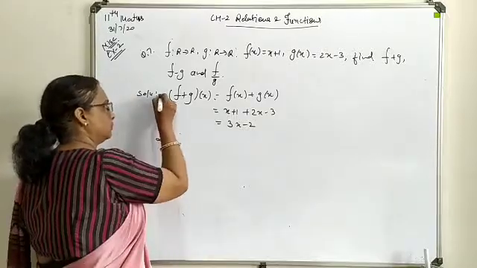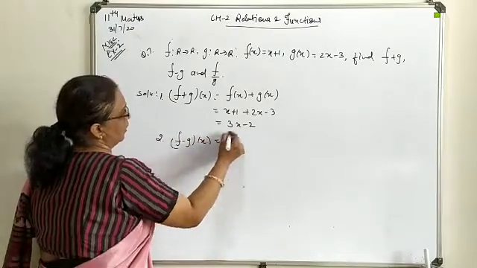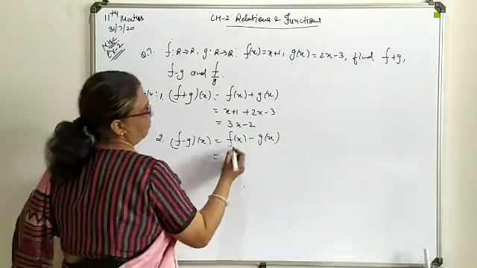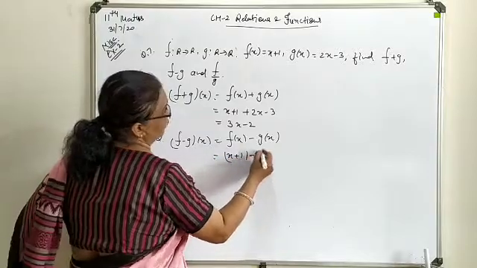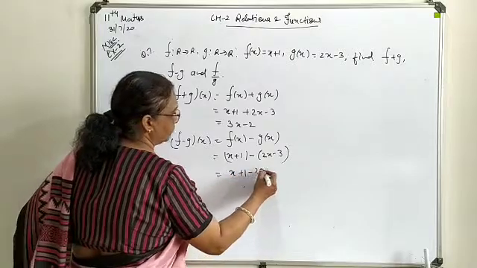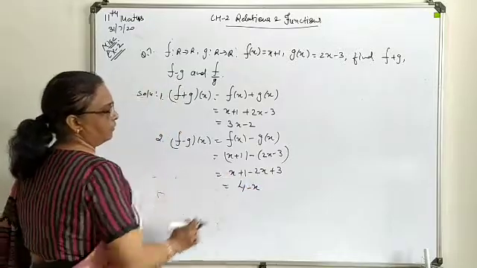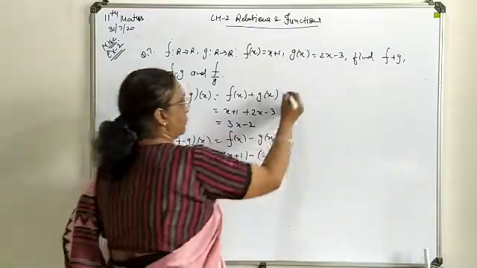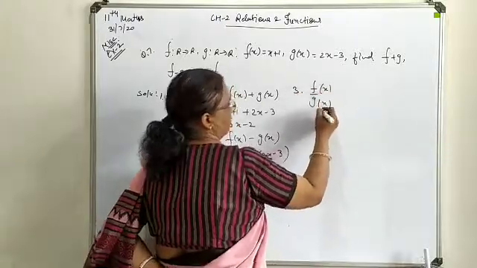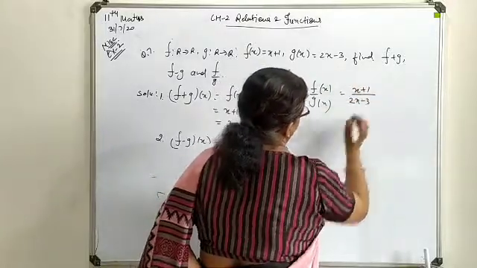So the second one is f minus g of x, means f(x) minus g(x). As we are performing subtraction, a bracket is to be formed in between. Make your sign change. Adjusting like terms, it will give you 4 minus x. Now division. This is x plus 1 upon 2x minus 3.